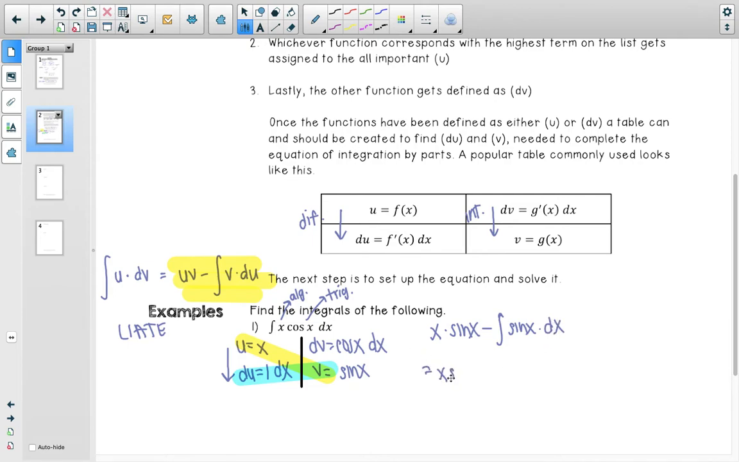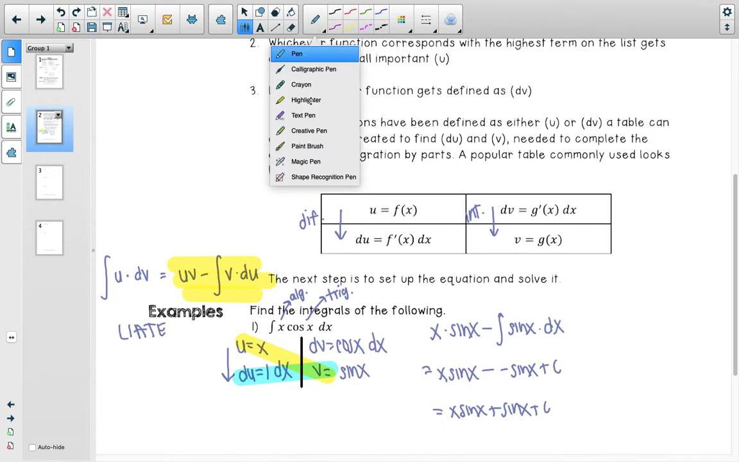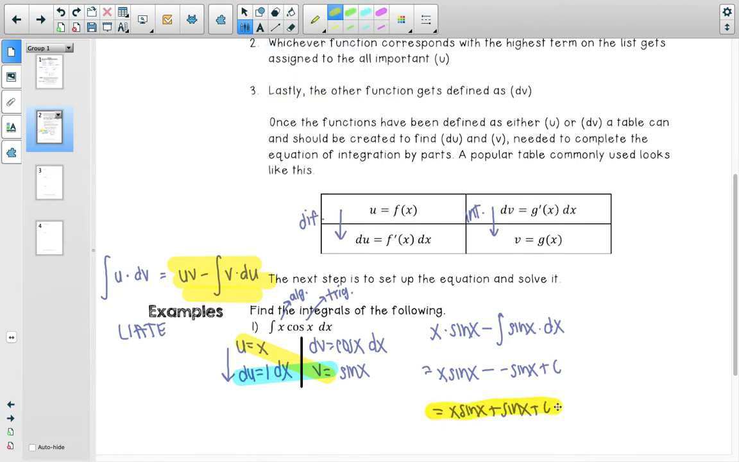All you have to do now is integrate. The integral of sine is negative cosine of x, and it'll be plus c. So this turns out to be x sine of x plus cosine of x plus c. So that's our answer right here: the integral of x cosine of x dx equals x sine of x plus cosine of x plus c.